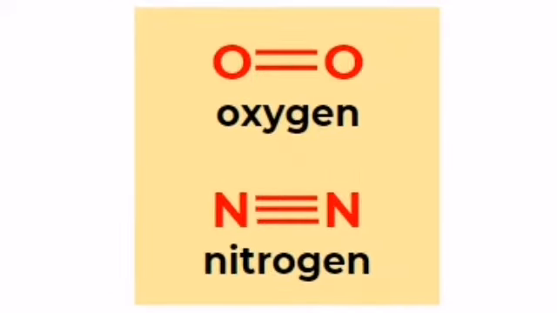In some structural formulas, 2 atoms are linked by 2 or 3 lines. 2 lines between 2 atoms indicate a double bond, while 3 lines indicate a triple bond. In the oxygen molecule, the 2 oxygen atoms are joined together by a double bond, while in the nitrogen molecule, the 2 nitrogen atoms are linked by a triple bond.